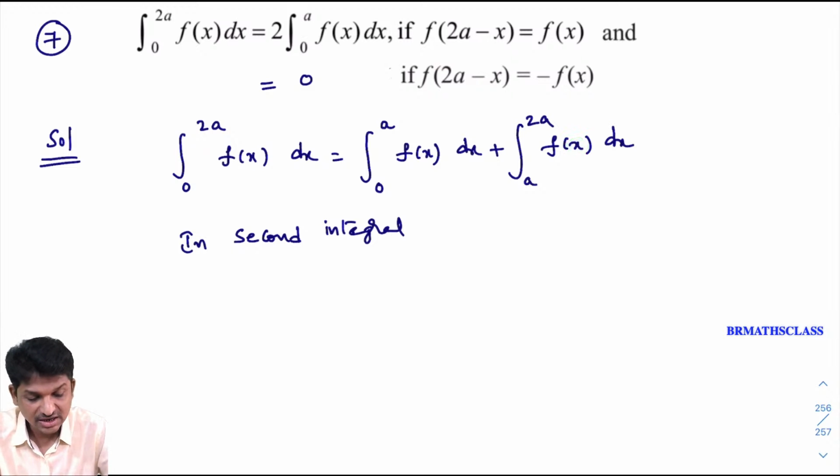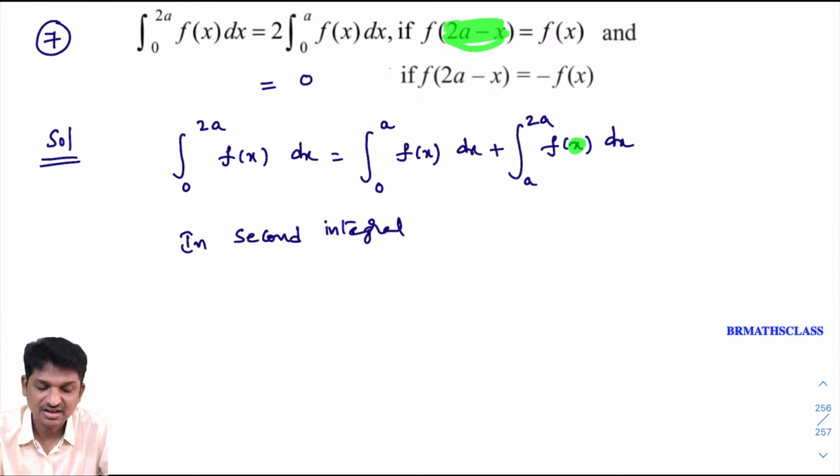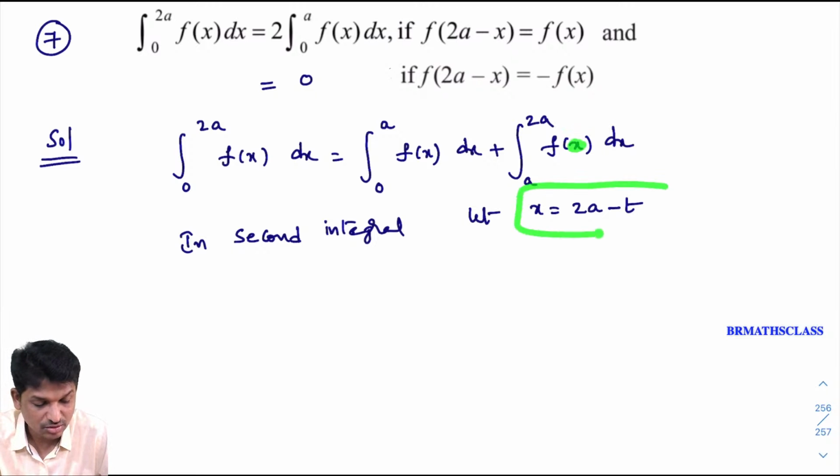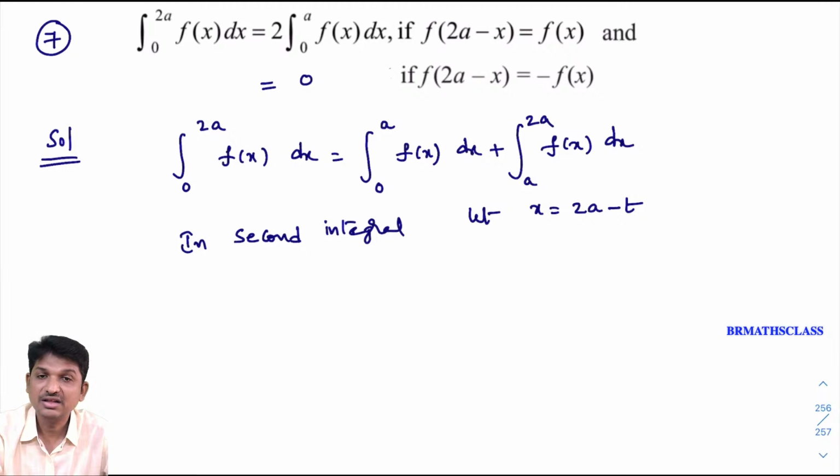Okay. So here, how to remember that x equal to 2a minus t? You look here, 2a minus x is there in this property. That's why. So here, to do this integral, let x equal to 2a minus t. I am taking x equal to 2a minus t. Or else you can take 2a minus x equal to t also.